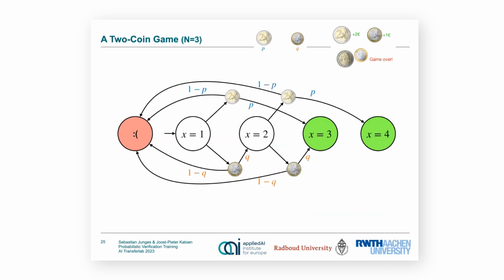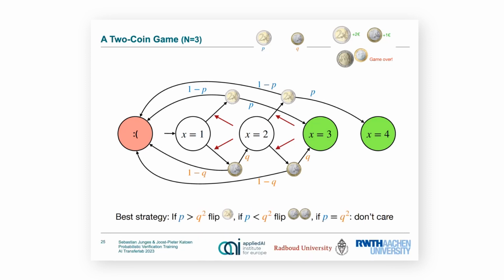What happens if you have n equals 3? Well, then the situation is a bit more complicated. You start with x equals 1 as before. But now, for instance, you flip, let's say, the €1 coin in x equals 1. Now, if you're lucky, then you get heads. Then you are in the state x equals 2 because you earned €1. But now you have to make a choice again. So here you see that you have to solve multiple non-deterministic choices. And now the situation is already a bit more complicated.